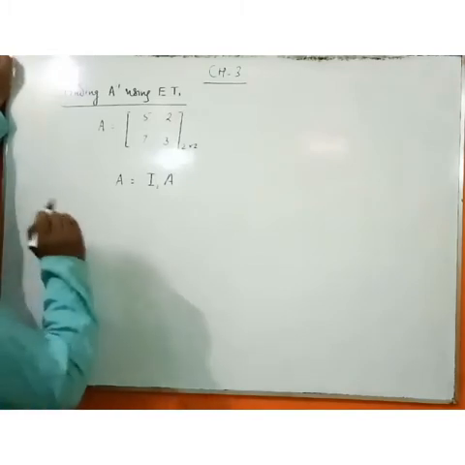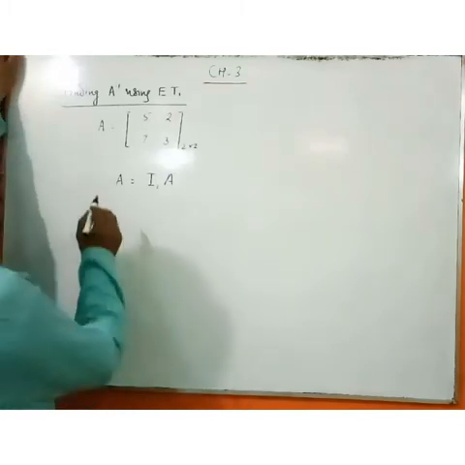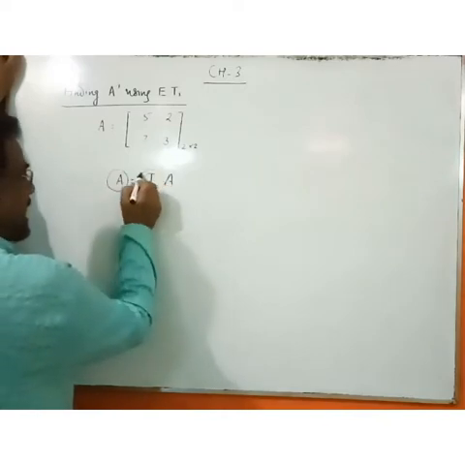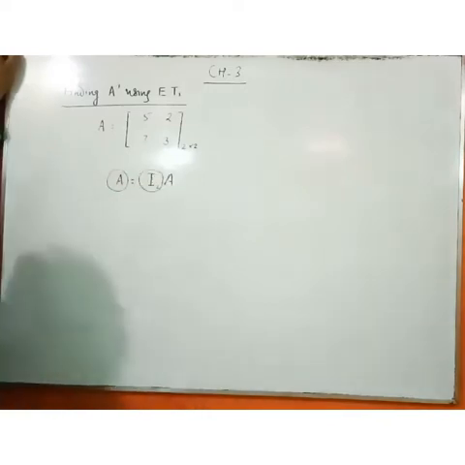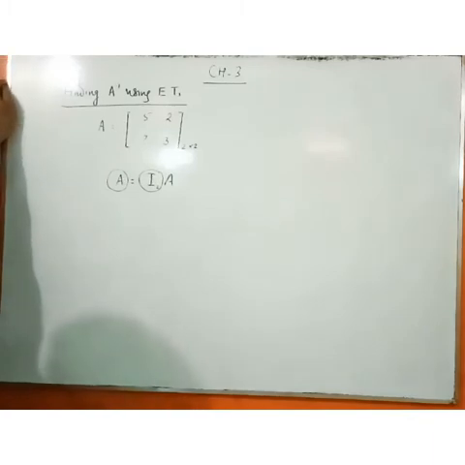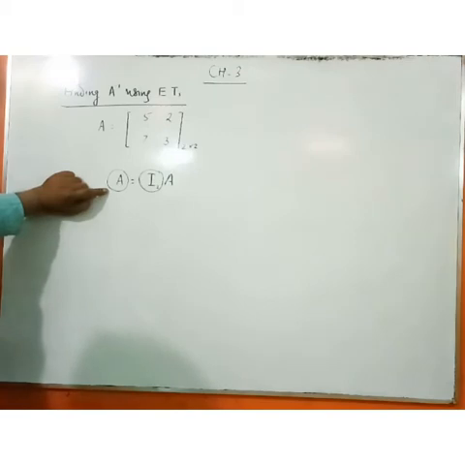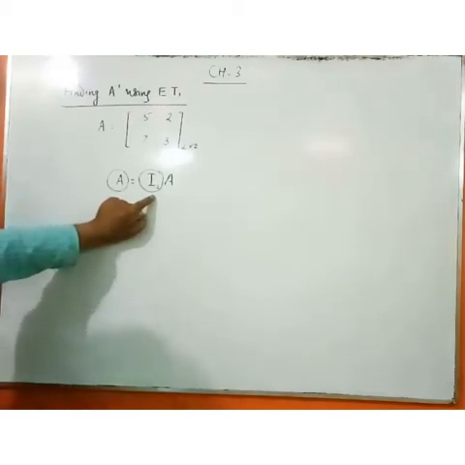Now what will we do? Pay special attention to this. We will make elementary row transformations here and here only. At these two places we will apply elementary row transformation. Whatever operation will be applied here will be applied here also.